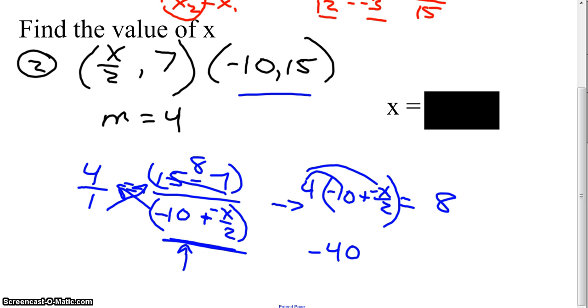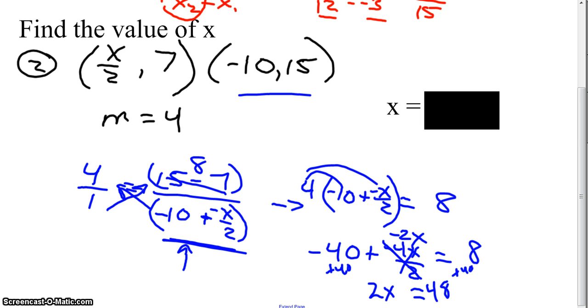So you distribute, you have -40 plus what? Plus -4x over 2. -4x over 2 can be simplified, right? What is that? That's -2x. -2x, right? And I'm just trying to save room here. So now what will we do to isolate x? Add 40. And I'm just going to write this, squeeze it in. 2x equals what now? Adding 40 to both sides, so 48.